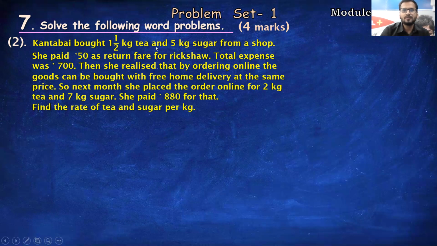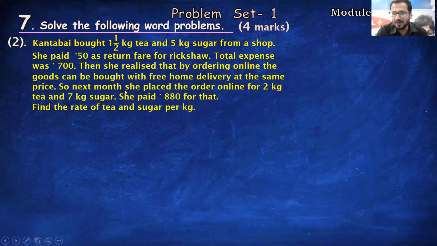Kantabai bought 1.5 kg of tea and 5 kg sugar from a shop. She paid 50 as return fare for rickshaw. Total expense was 700. Then she realized that by ordering online, the goods can be bought with free home delivery at the same price. So next month she placed the order online for 2 kg tea and 7 kg sugar. She paid 880 rupees for that. Find the rate of tea and sugar per kg.